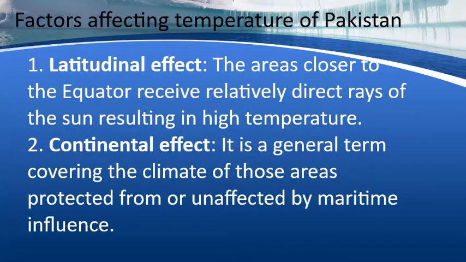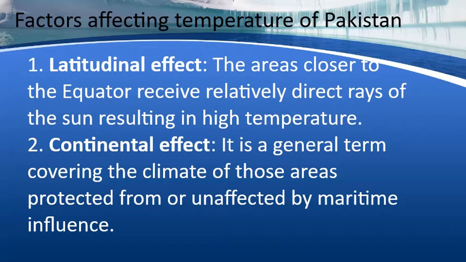Now let's talk about the factors that are affecting the temperature of Pakistan. First one, we will see the latitudinal effect. The areas closer to the equator receive relatively direct rays of the sun, resulting in high temperature because sun rays are straight over there. Southern Pakistan is closer to equator than northern Pakistan. That is why we are having high temperature in those areas.